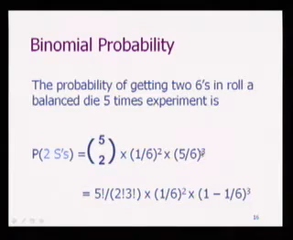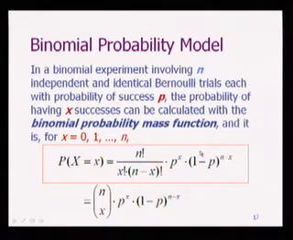Now, we can organize it in this formula. This is called the binomial probability mass function, or probability function. It's a formula that we can use to calculate the probability for any kind of event in a binomial experiment. What is a binomial experiment? Well, according to my definition here, a binomial experiment involves n independent and identical Bernoulli trials.